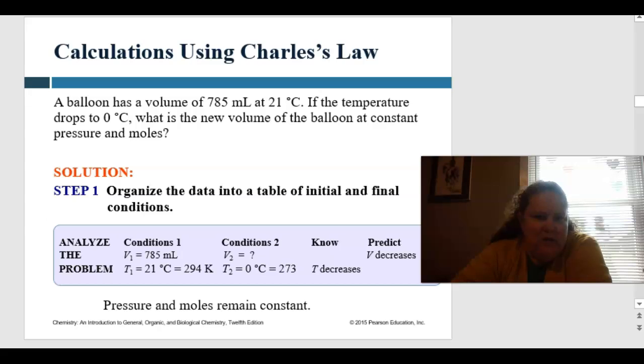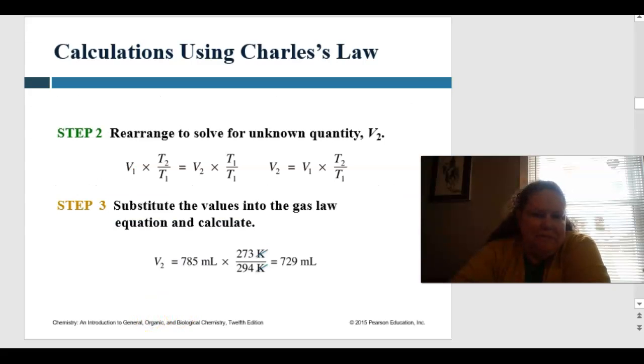All right, so let's try to apply this. If a balloon has a volume of 785 milliliters at 21 degrees Celsius, and the temperature drops to 0 degrees Celsius, what is the new volume of the balloon at constant pressure and moles? So step one, let's organize the data into a table of initial and final conditions. So we have condition 1, condition 2. What do we know? The temperature is going to decrease. What are we going to predict? That the volume is going to decrease as well. And again, the pressure and moles are going to remain constant.